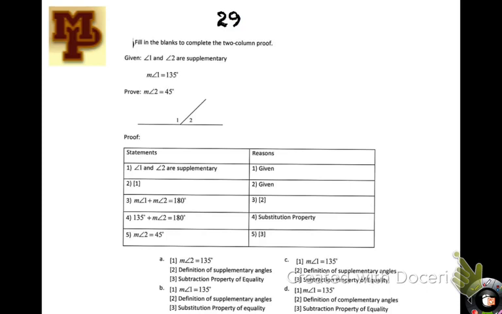Okay, so this is a little proof. We're trying to fill in the blanks. So angle 1 and 2 are supplementary. You can tell they form a straight line here. And it's given that angle 1 is 135. So it does make sense that if this is 135, this would be 45, but we want to prove it. So we run through the steps. Step number one, angle 1 and angle 2 are supplementary. And the next step says that it's given. Well, there are only two things given. So we know that next step would be the measure of angle 1 is equal to 135.